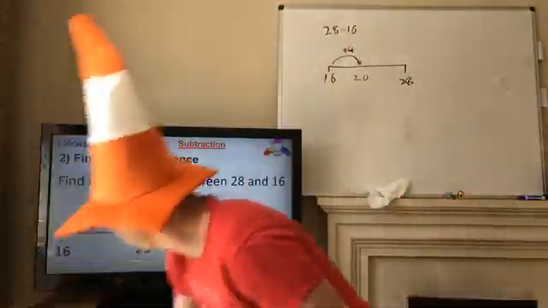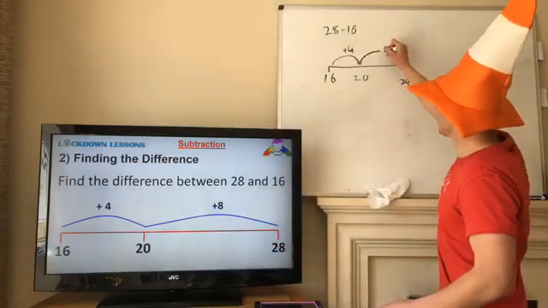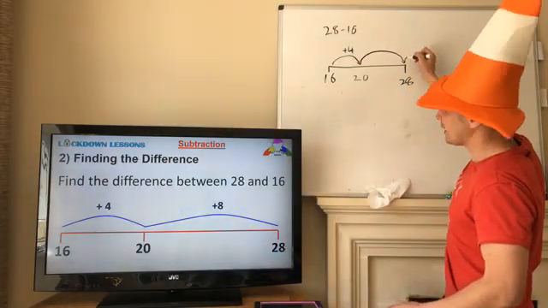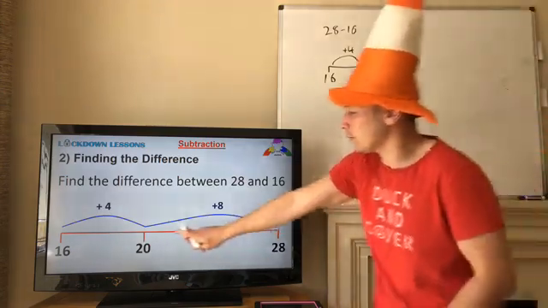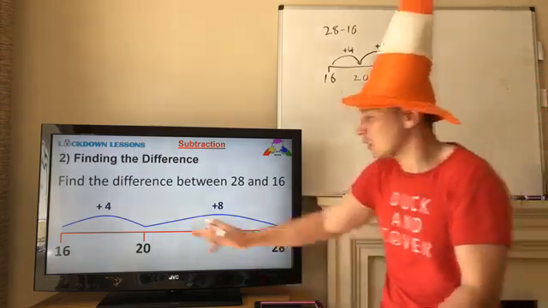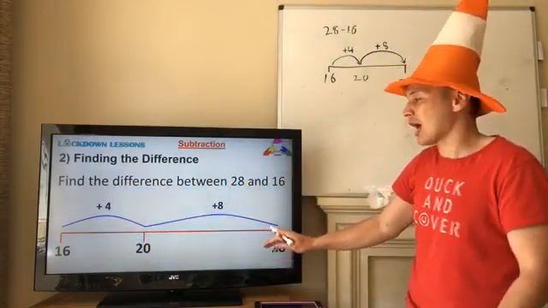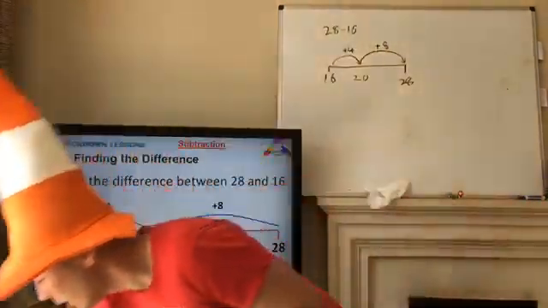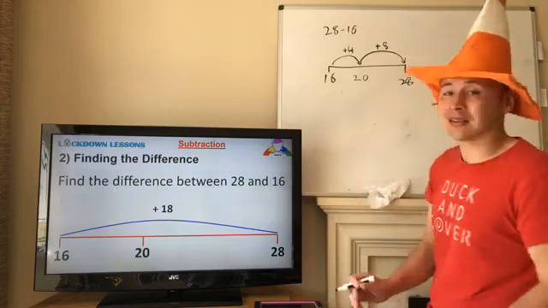So first thing I've done is I've jumped up to 20. I'm then going to jump up to 28, which is another 8. So I've jumped up to 20. I've jumped up to 28 like a frog. Imagine you're jumping from 16 to 20 to 28. And then in total, your total difference is 12. So the answer is 12.